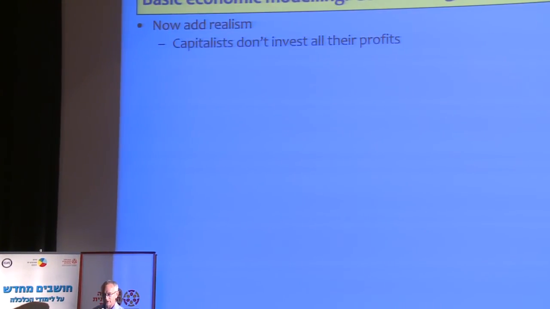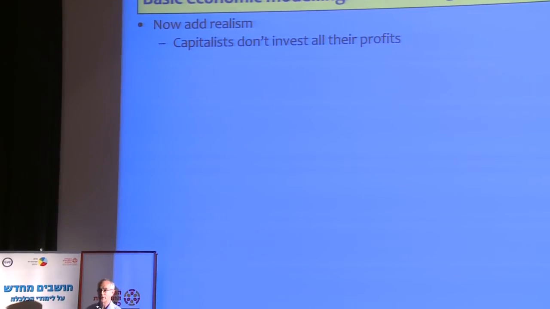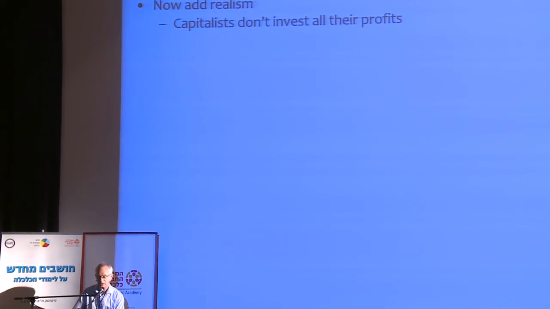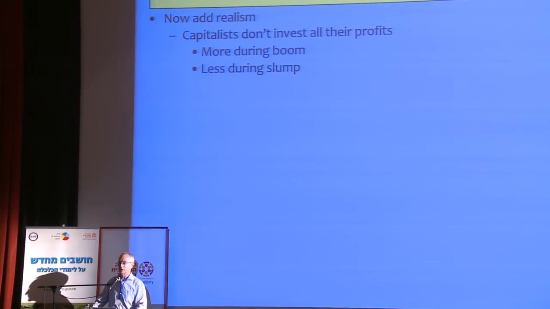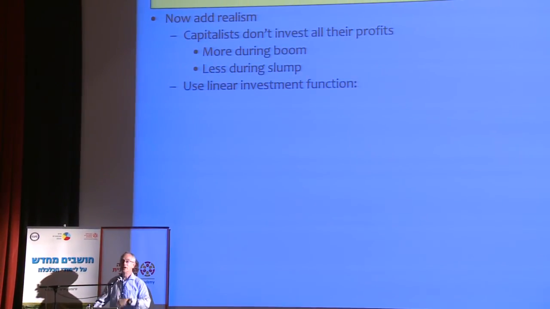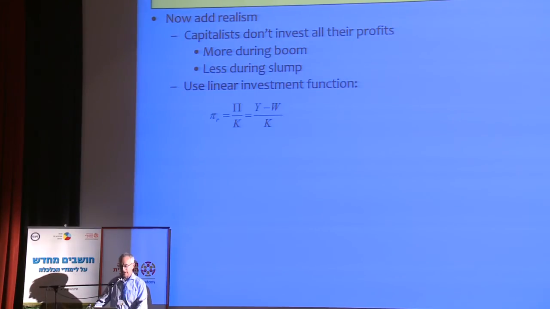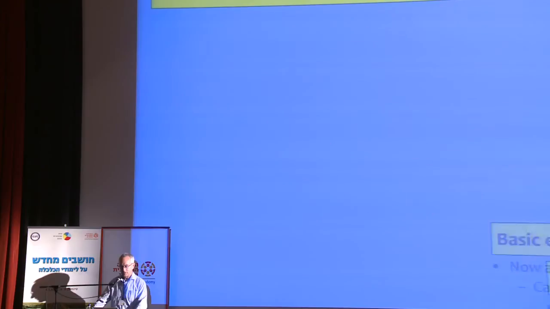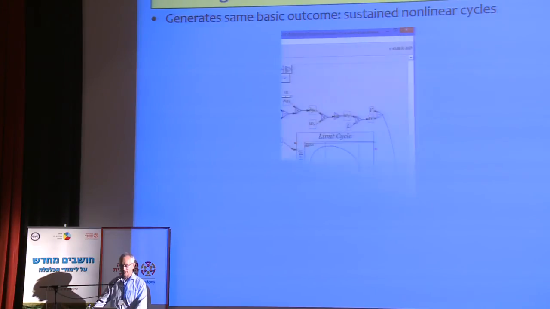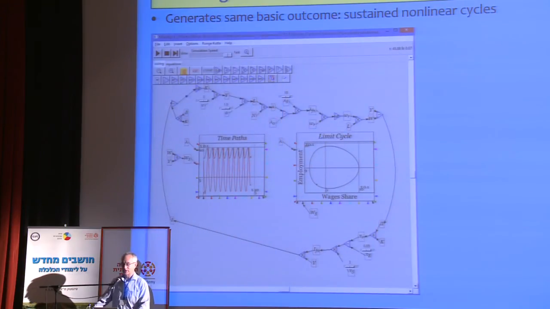Now, I added the realism back in 1992 when I first built the model I'm about to show you. The capitalists don't invest all their profits. They invest more during a boom and less during a slump. And they finance it by borrowing money. But initially I'm just going to bring it in and have investment also being a linear function of the rate of profit, and then ignoring the issue of money for the meantime, put in the parameters needed to run that, and what I get is again a cyclical model, exactly the same cycle.